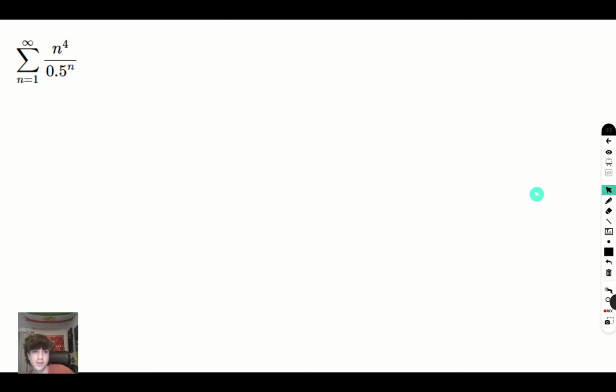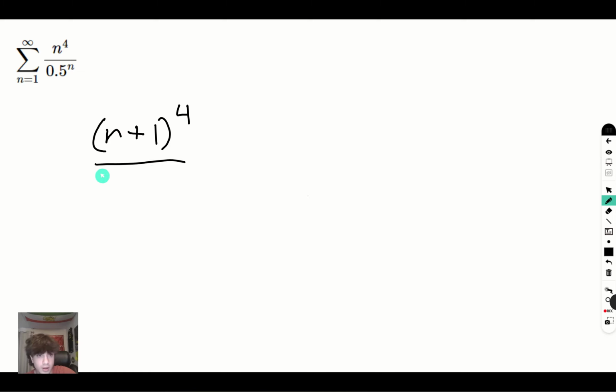We're starting here. So we have this equation, and first what you're going to want to do is write out the equation you're given, but rewrite n or k or whatever variable you're given to that variable plus 1: (n plus 1) to the fourth over 0.5 to the n plus 1. Then you're going to multiply that by this, where the numerator and the denominator are flipped. So 0.5 to the n over n to the fourth. As you can see, this is the same thing, it's just that they are flipped.